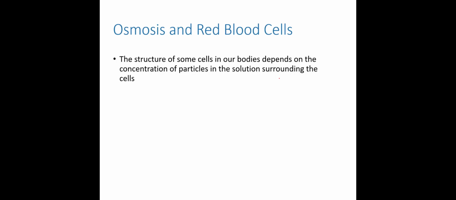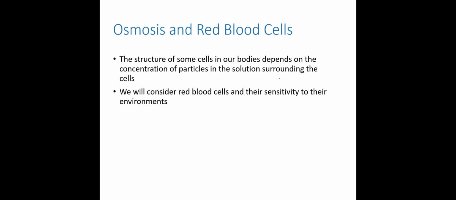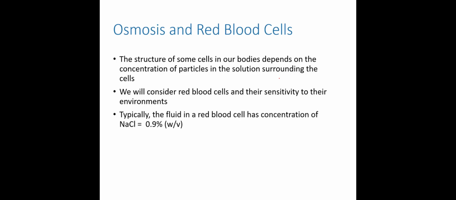Osmosis is a critically important process in biological molecules, particularly with red blood cells. So if we look at some of our cells, their shape, their structure, can depend on the concentration of the particles in which they are surrounded. And so we'll go ahead and limit ourselves to red blood cells, which have kind of a disc-like shape to them.